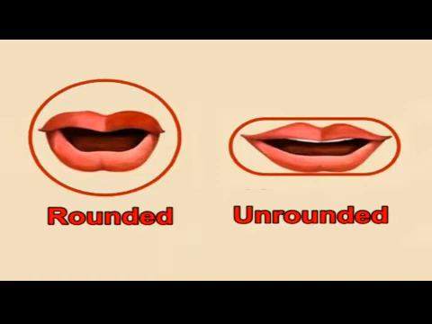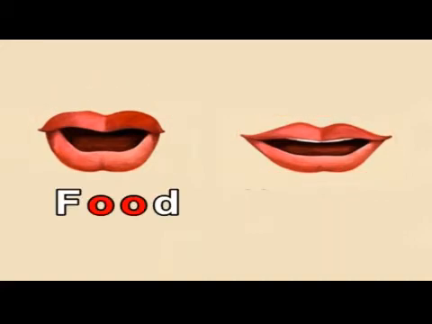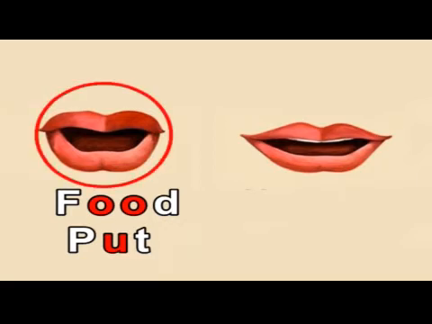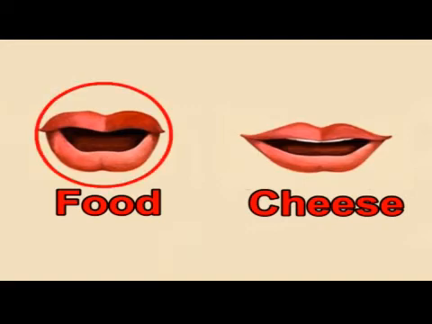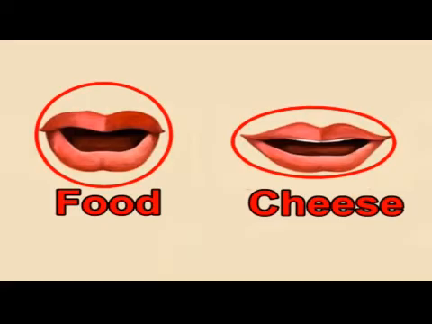Let me make this a little easier by giving you a few examples. The letter O in food, the letter U in put are good examples. Now say the words again slowly. Good. Do you notice how your lips round? These are called rounded vowels. Now compare the two words, food and cheese. When you say food, your lips undergo rounding, and when you say cheese, your lips retract.